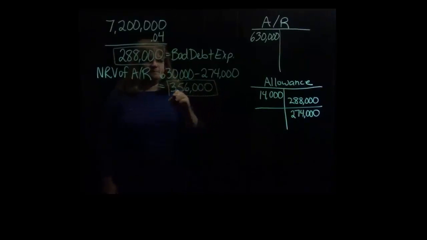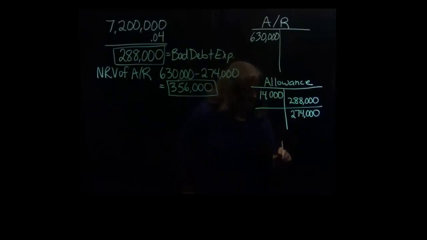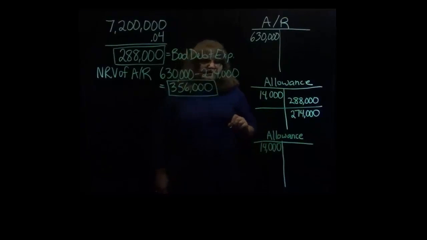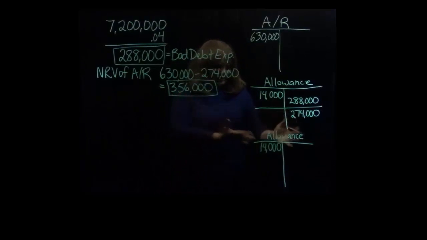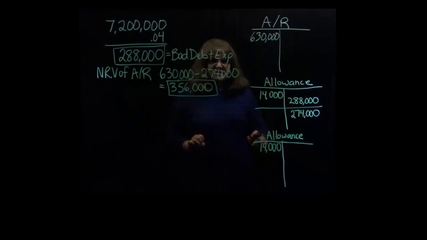of sales method. If instead we use the percent of receivables method, and it tells us to assume that 12% of our accounts receivable are uncollectible, then we take a slightly different approach. So I'm going to create a different allowance account so that we can see the difference. We're still going to start with the $14,000 debit balance. But in the percent of receivables method, what we're going to do is we're going to calculate what we want that allowance to be, and then we're going to make the bad debt expense entry be whatever it needs to be to make that allowance end up with the balance that we want.